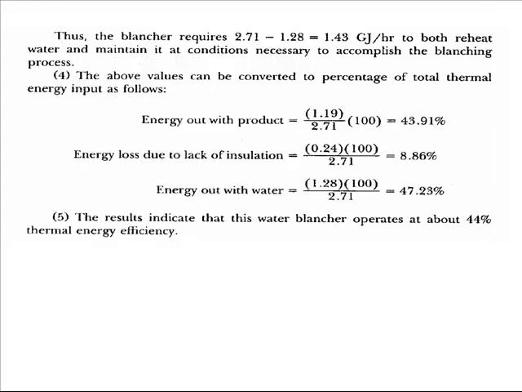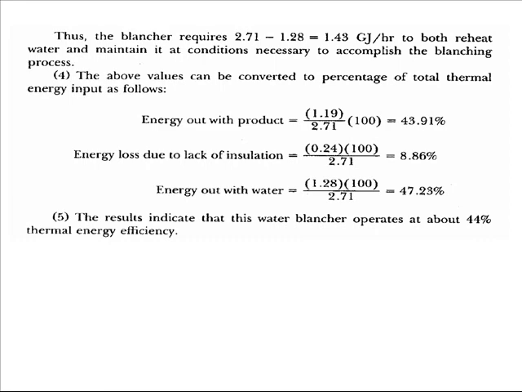Next, we consider the answer to the second part of the problem in converting the above values to percentages of the total thermal energy input. The total thermal energy input in this case is the energy in, which is 2.71 gigajoules per hour. The energy out with the product, as you see on the first line, is 1.19 gigajoules per hour. Once you divide that and multiply it times 100, we get 43.91%, which is the amount of energy that actually went out with the lima beans.